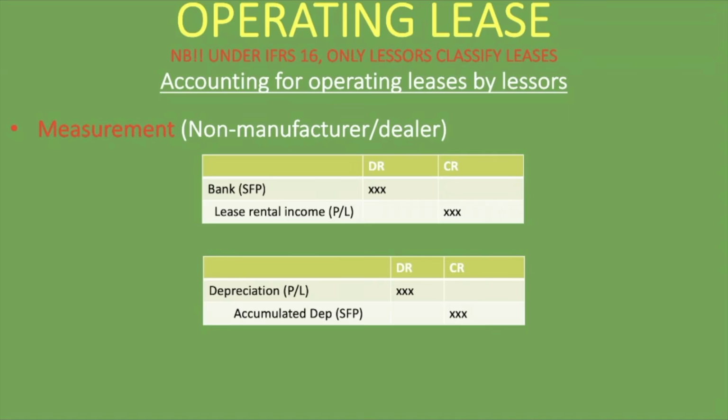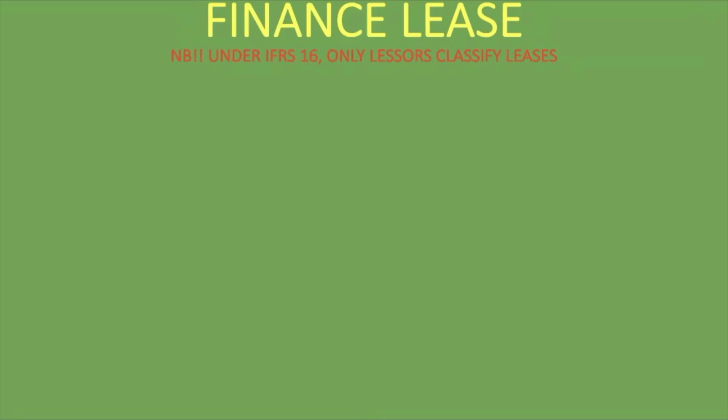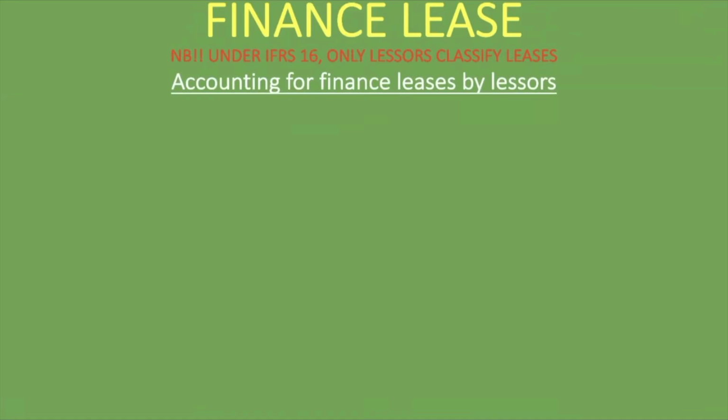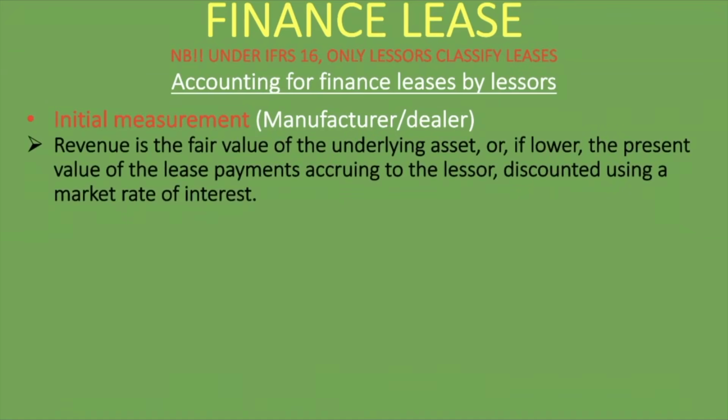Okay, now that you've seen how a lessor accounts for leases both under finance or operating leases, let's see how a lessor accounts for finance and operating leases if they are a manufacturer or dealer. Okay, so let's look at finance lease. Remember, we are accounting for leases for lessors if they are manufacturers or dealers. So don't make a mistake between what we've been going through for non-manufacturers or dealers with this one here for manufacturers or dealers. Revenue is the fair value of the underlying asset, or if lower, the present value of the lease payments accruing to the lessor, discounted using a market rate of interest. So what are we saying here?